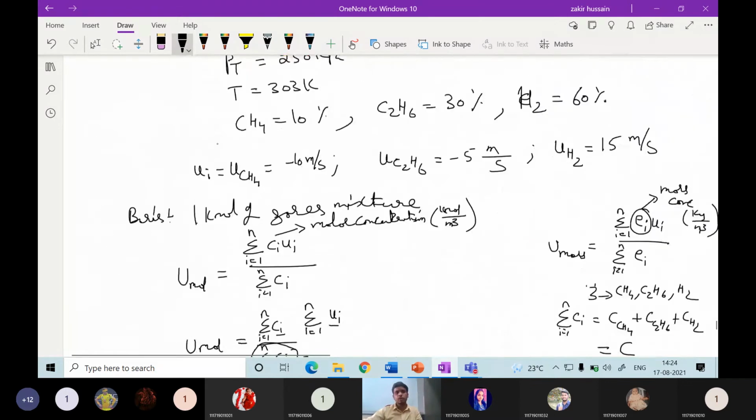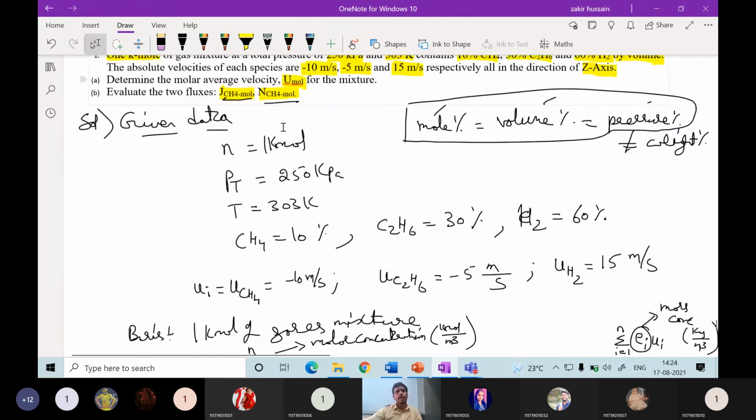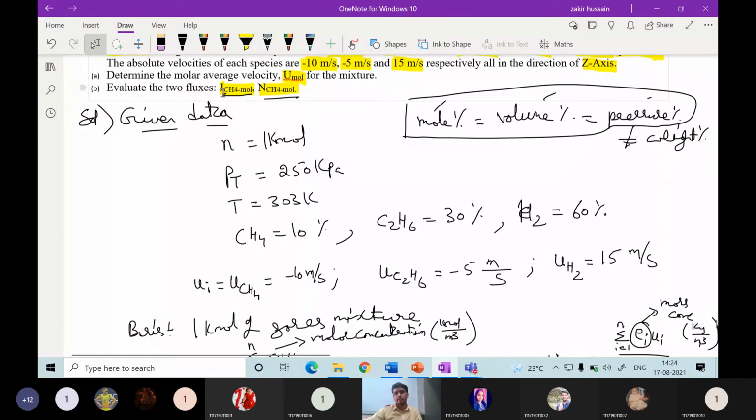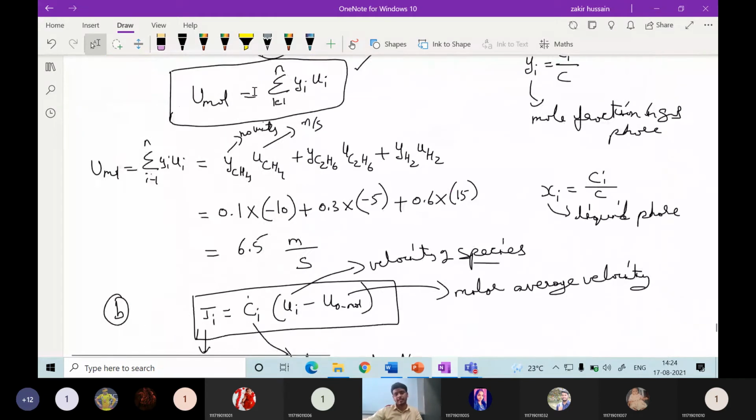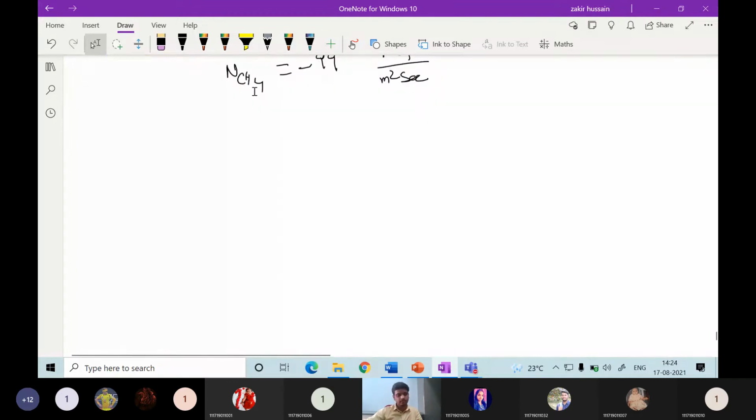A bit is nothing but to calculate molar average velocity, that is U mole, and B bit is nothing but fluxes we have to calculate, JCH4 and NCH4. This is the problem. Any doubts? If not, we will continue to the next case. Okay, yeah.